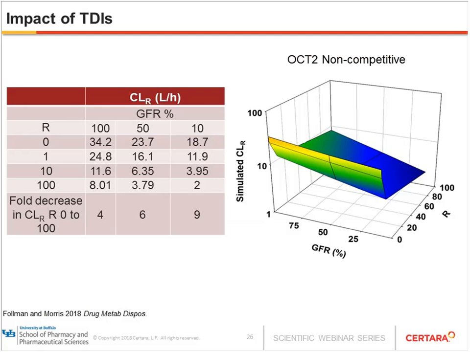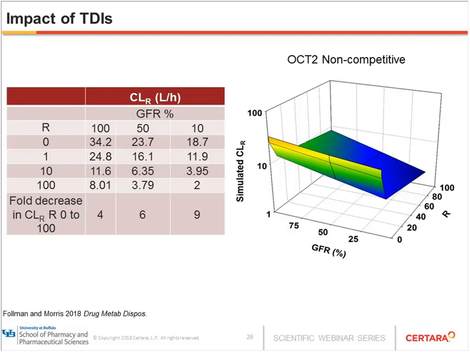So again, in this table, we have the healthy, moderate, and severe RI populations in the columns. In the rows, we have R from 0 to 100, 0 being no inhibition, 100 being a very, very high degree of inhibition. And if we start by looking at the healthy population, we see that there's a 4-fold decrease in renal clearance as R is increased from 0 to 100 because we're preventing the secretion via transporters into the urine, so we're decreasing renal clearance.